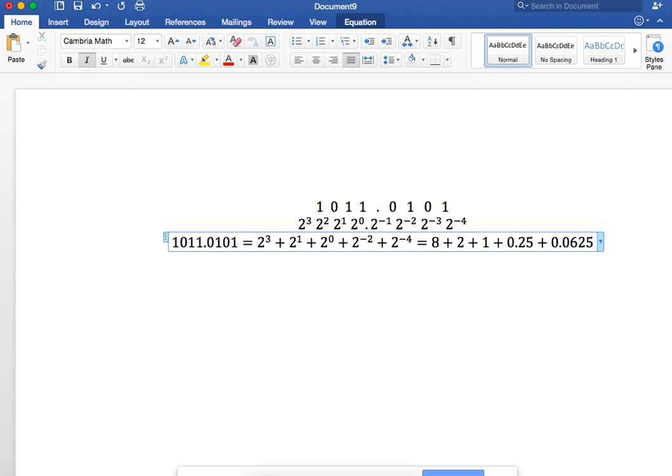Then you add up all those. Of course, you can use a calculator to help you. Let's try. 8 plus 2 plus 1 is 11, and then the fraction part is 0.3125. So that's your answer: 11.3125.